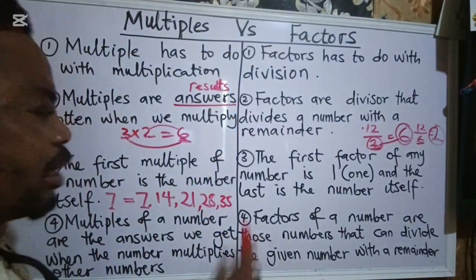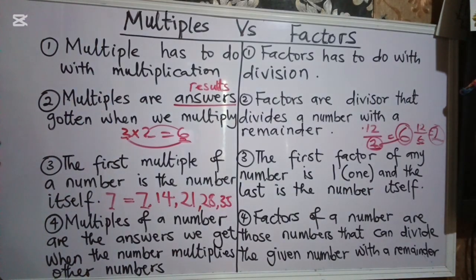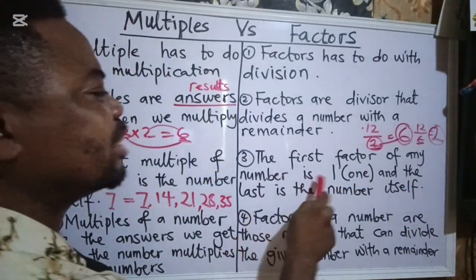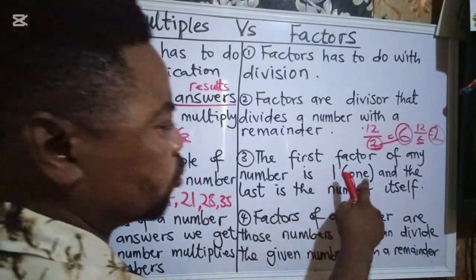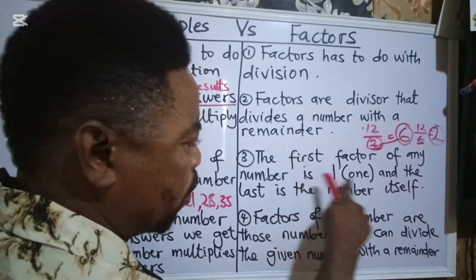Thank you very much. Let's go to the third one here under factor. The first factor of any number is 1. So I don't mistake this one for I. No, I mean 1.